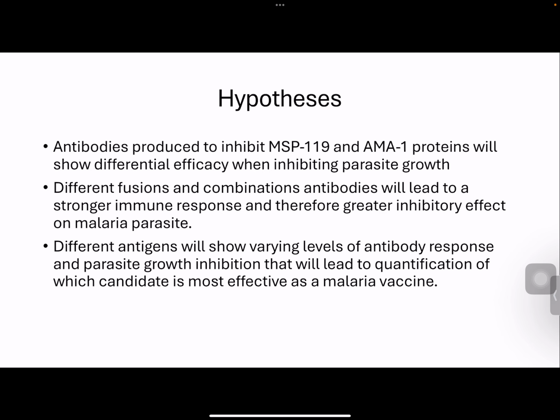So, different hypotheses. They hypothesized that antibodies produced to inhibit MSP119 and AMA1 proteins will show different efficiency when inhibiting the parasite growth. They also hypothesized that different fusions and combinations of the antigens and antibodies would lead to a stronger immune response and therefore greater inhibitory effects on the malaria parasite. And lastly, they hypothesized that different antigens would show varying levels of antibody response and parasite growth inhibition, which would further lead to quantification of which candidate would be most effective as a malaria vaccine.